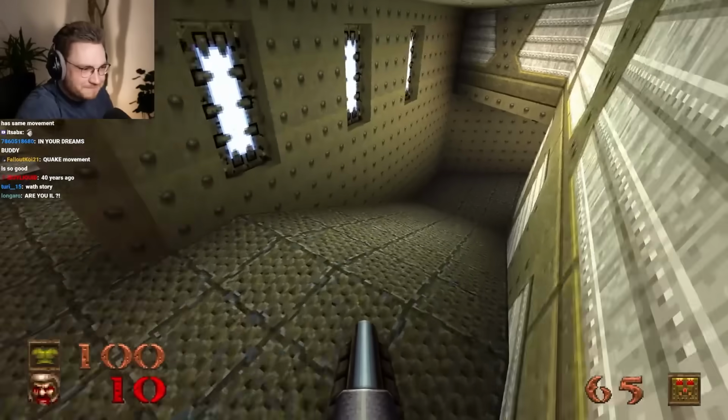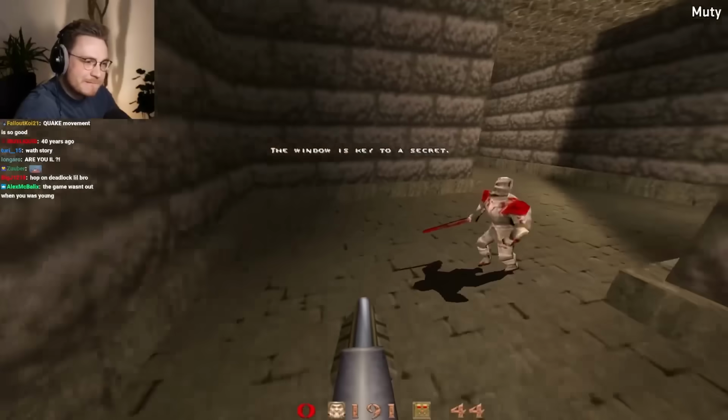And in Quake, it wasn't that hard to hit these jumps back to back. And as you can imagine, this technique became widely used.